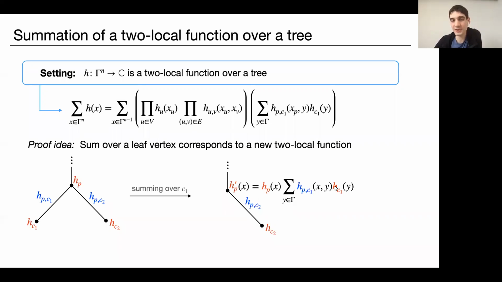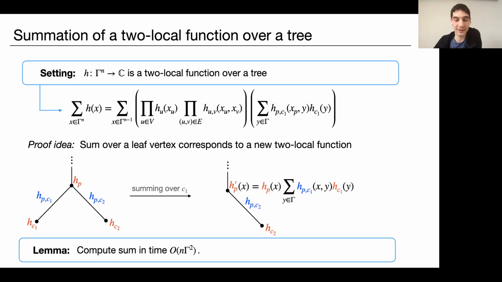But if these functions are arbitrary, we may not have any better way of storing this information than just storing this for every possible x. So there are gamma possible values of x, each taking gamma time. So one of these collapse steps takes time that looks like gamma squared. There are n nodes in the tree. So computing the sum takes something like time n times gamma squared. So that's just a very, very simple setting where the two local function is an actual tree over an actual tree.